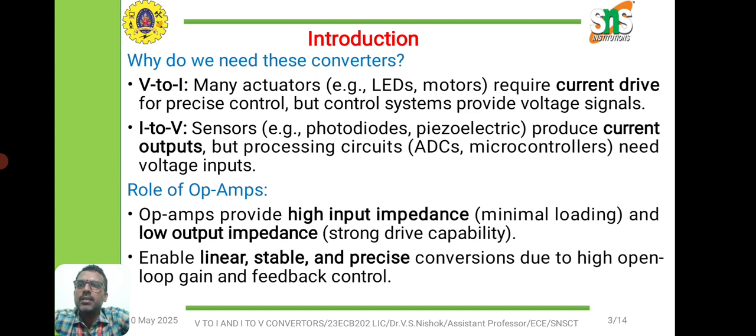In a similar way, many actuators require a current signal, but this is not the case in many systems. Control systems provide only a voltage signal. So such conditions lead to the design of voltage to current and current to voltage converters.